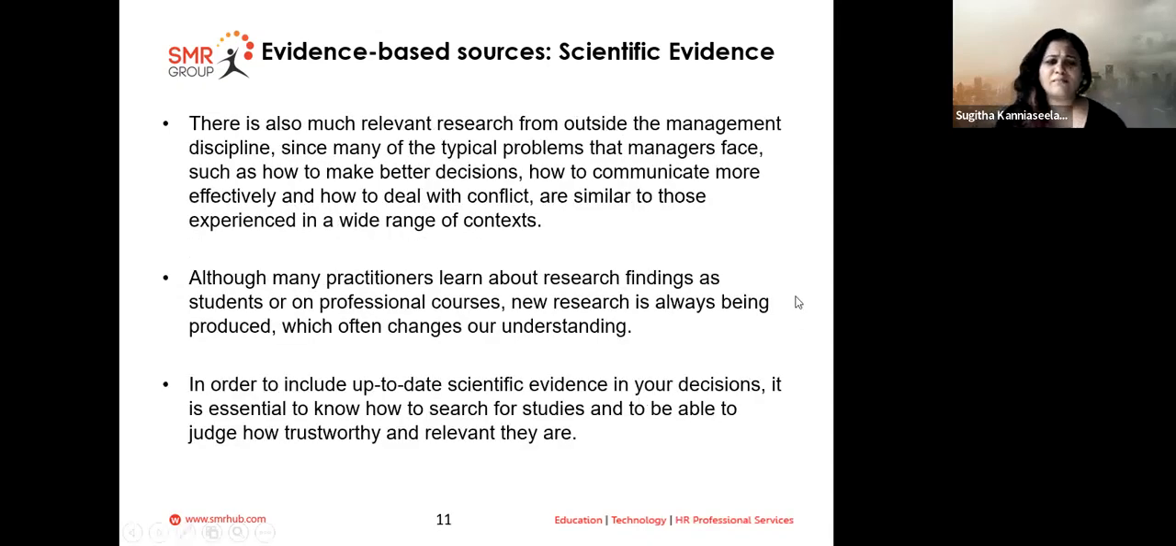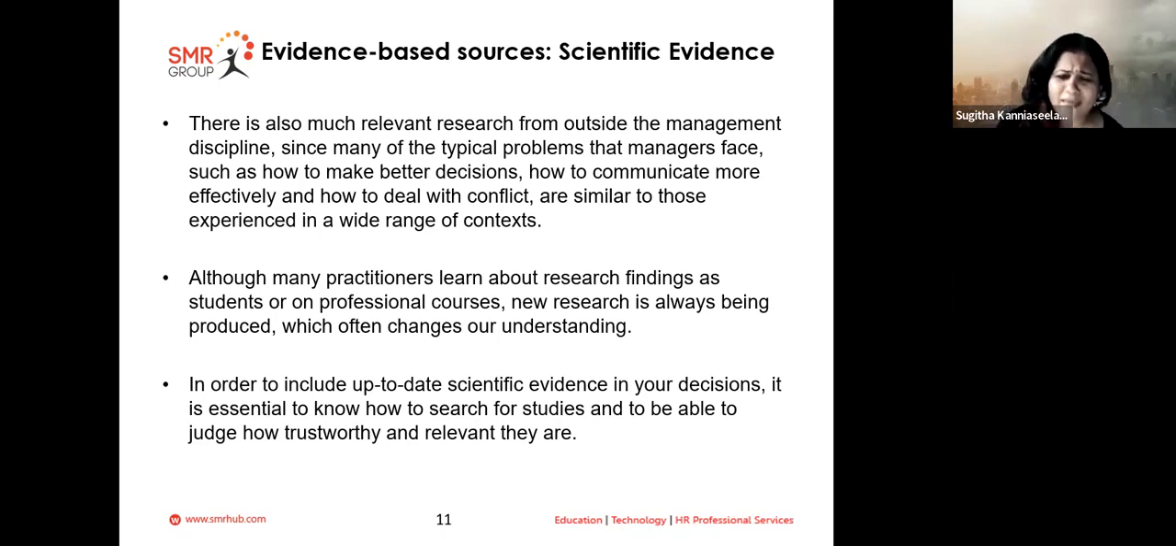So there is also non-management discipline research out there, all right, that actually looks at typical problems, you know, such as conflict. It looks at diversity, inclusion, and so on, right? It looks at how to better manage, how to deal with remote work. Even remote work post-pandemic, there is already research available about that, all right?